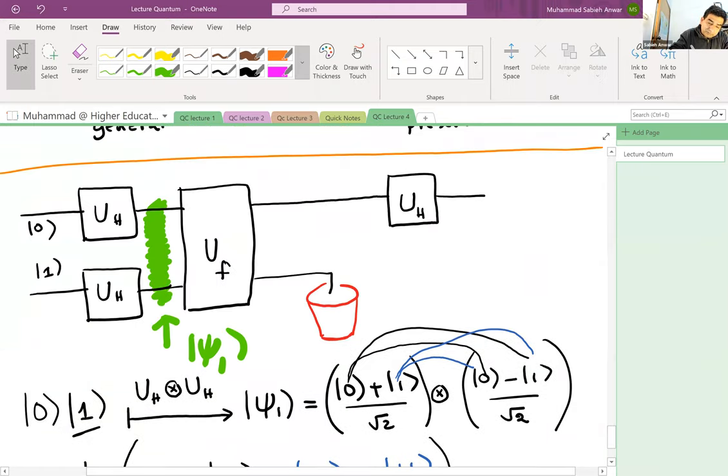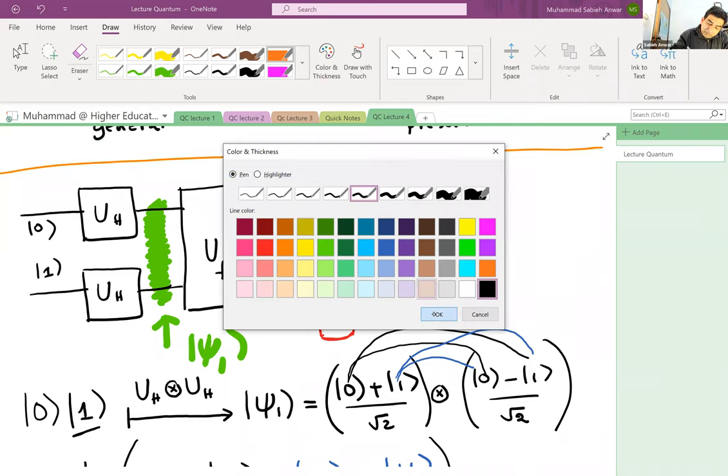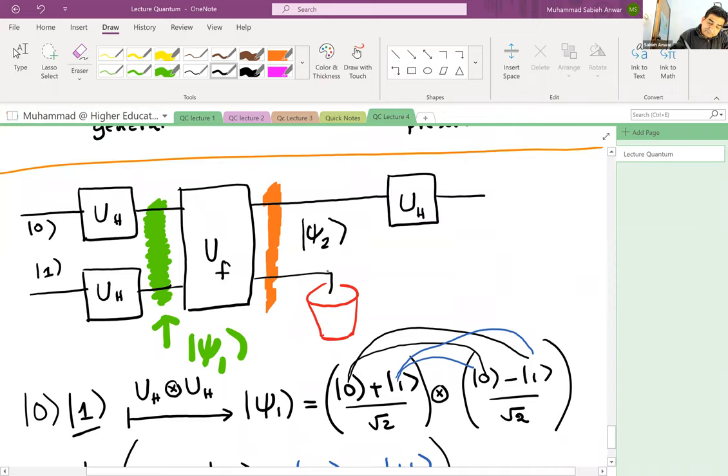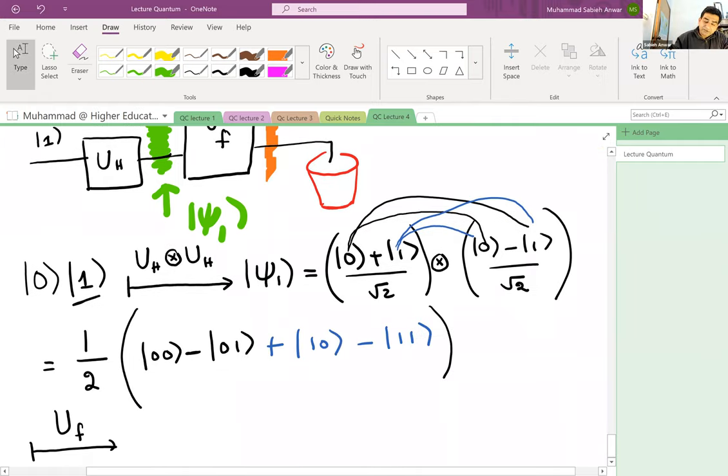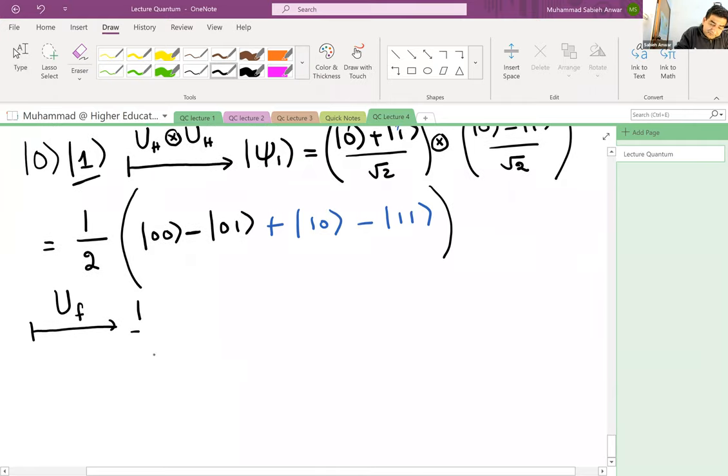And I would go over here. I would like to find the state over here. Let's call this state psi 2. I have defined what is the action of UF, okay? So one half, nothing happens to one half. Let's see what happens when I have ket zero. So nothing happens to the first qubit. So I write a big bracket. Nothing happens to the first qubit. What happens to the second qubit? I take the second qubit and exclusive OR it with the function evaluation on the first qubit.